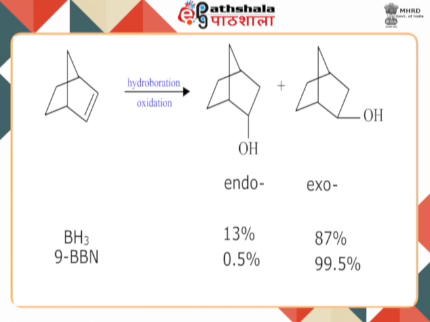So, in this norbornyl system you can clearly see, if you take the reagent for hydroboration as BH3 followed by oxidation, out of the endo and exo products, the exo product is 87% and the endo product is still there at 13%. But as you move to 9-BBN, which is a sterically bigger reagent, then the exo is almost exclusively 99.5% and the endo has reduced to only a marginal 0.5%.